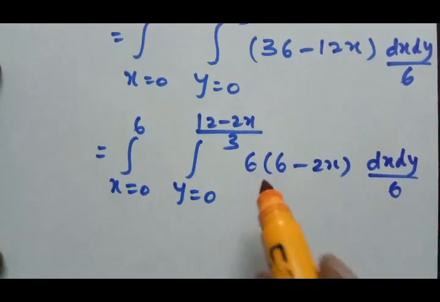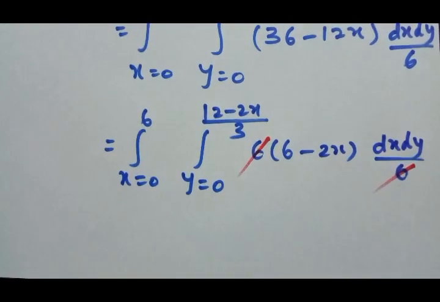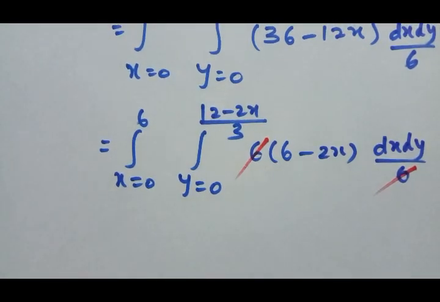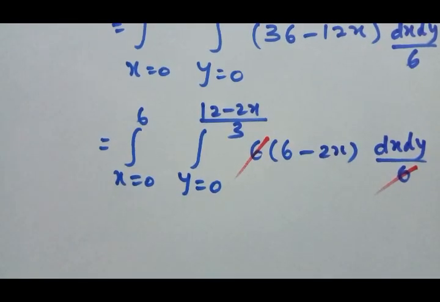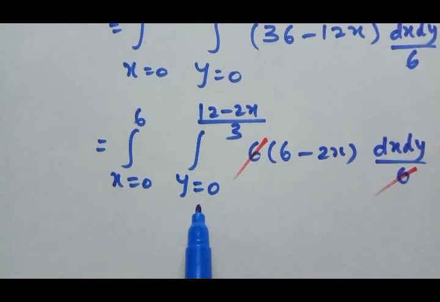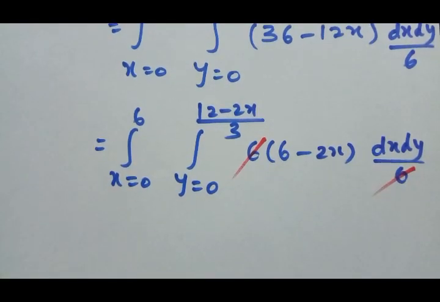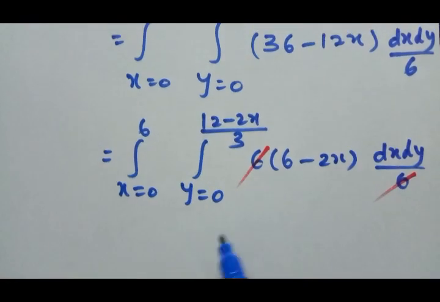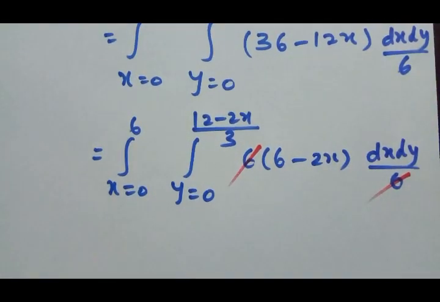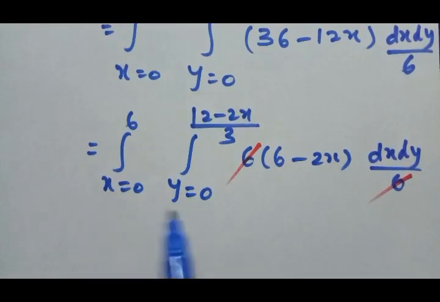Therefore, 6 gets cancelled. Now integration with respect to x and y. We already explained how to integrate the multiple integrals. Here, first with respect to y, since the limits of y are in terms of x, and finally integrating with respect to x, since x limits are constants. So first integrate with respect to the variable whose limits are in terms of variables, and finally you can integrate with respect to the variable whose limits are constants.